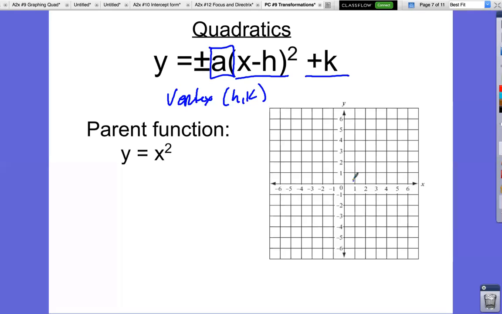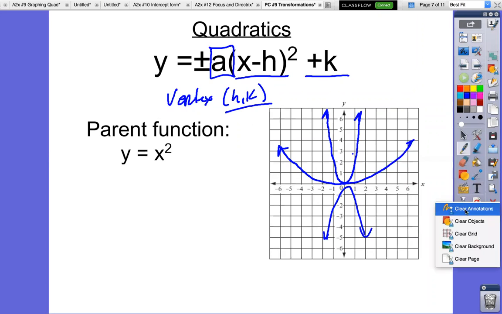Now here's the thing. A stretch, kind of like a rubber band, is going to go up a lot quicker. This is what a stretch looks like. What a compression looks like is it's going to be a lot wider. So we might have compressions that look like this. Again, you can always plug and chug, but start at the vertex and understand how things are being shifted or moved. If it's negative, instead of opening up, it's just going to open down. That's the biggest difference.